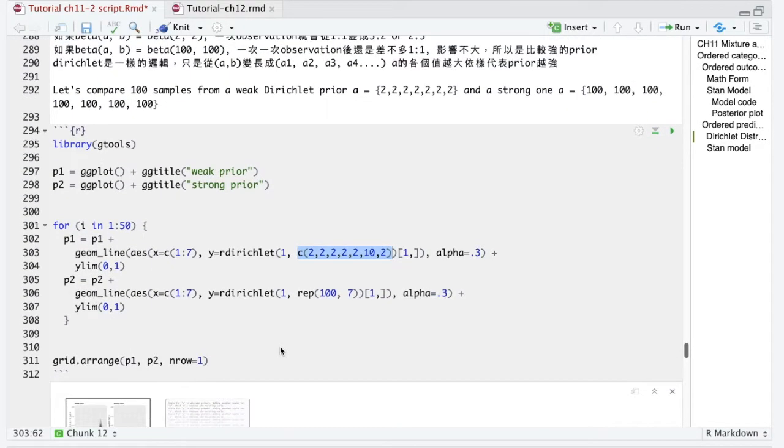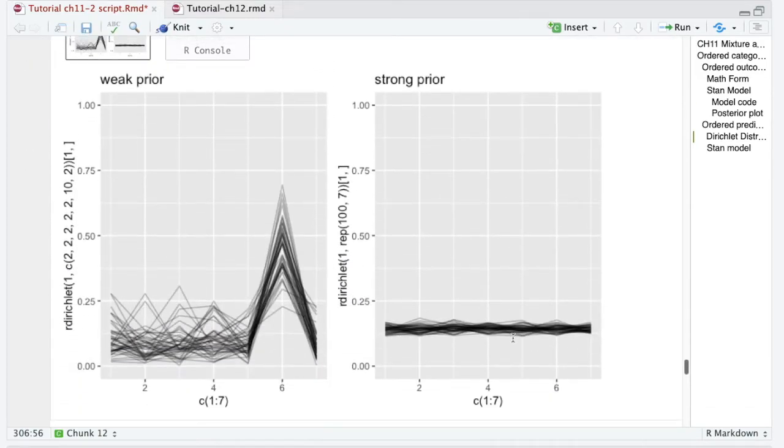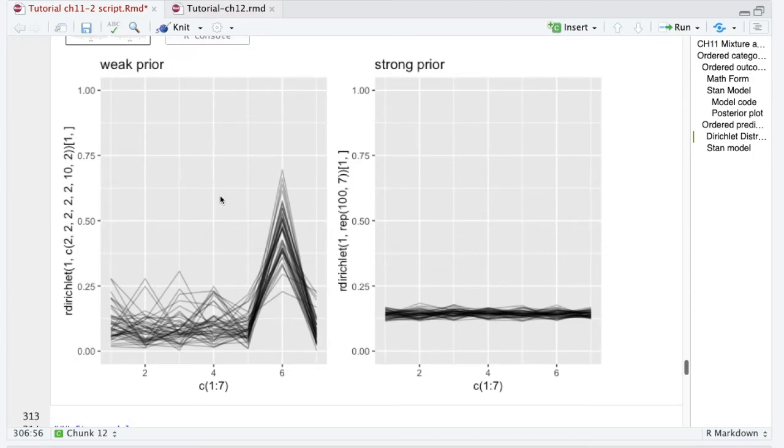But if you have the same strong confidence on all the output, you can let the vector be something like this. You have 100 values, and the output will be like this, since you have the same confidence on all the levels, and the output will be uniformly distributed over all the levels. So by using the Dirichlet distribution, we can construct our prior distribution in a very mathematical way and a very intuitive way.